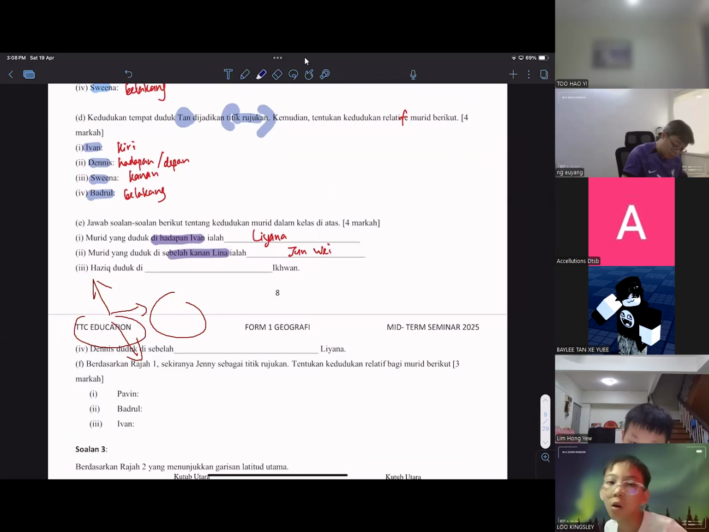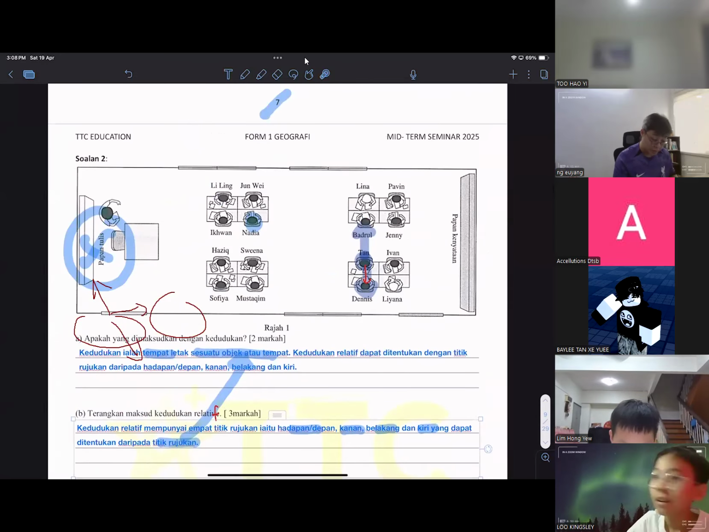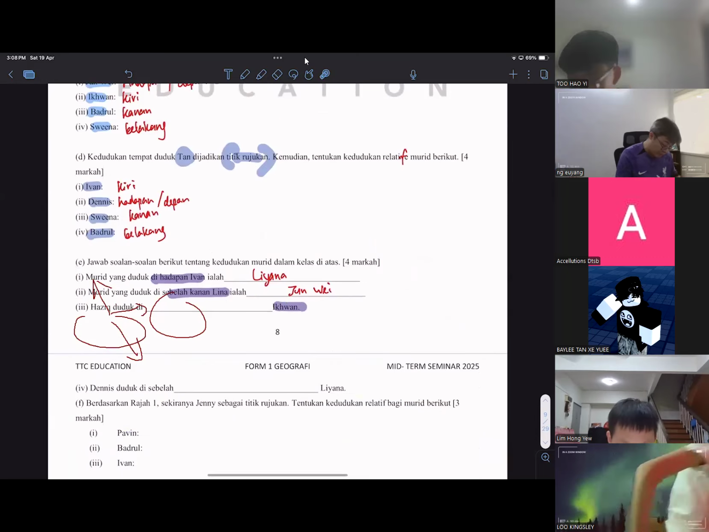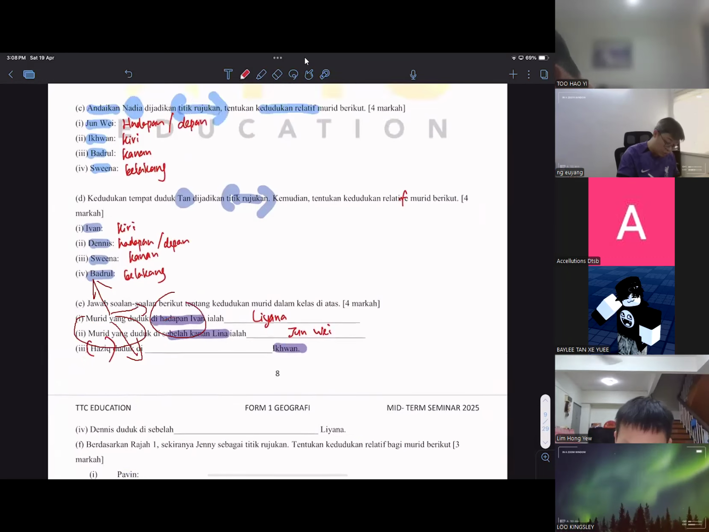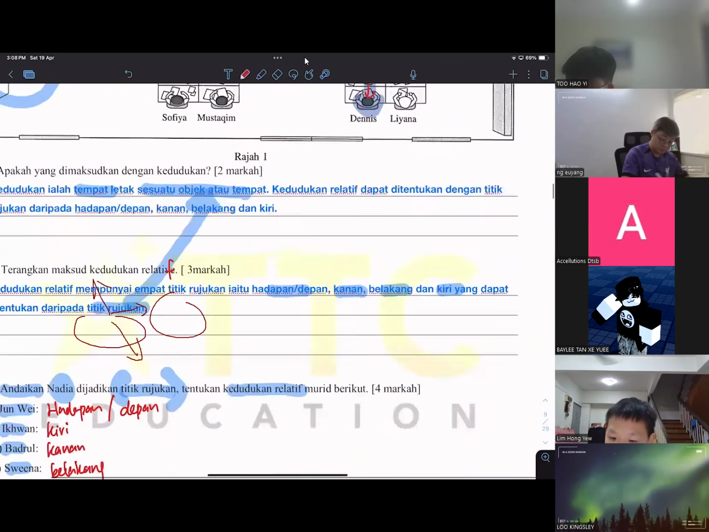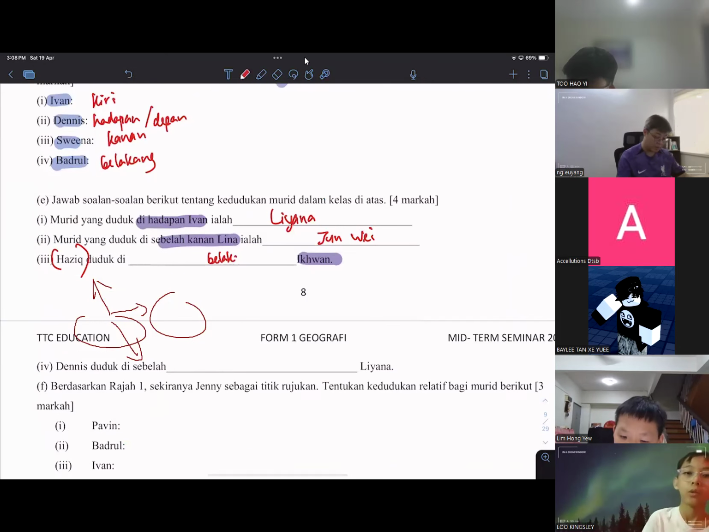Okay, so Haziq duduk di Ikwan. So which side of Ikwan? So Ikwan will be the titik rujukan, right? So Ikwan is here. The question is asking for Haziq. So Ikwan is facing the Liana, which means Haziq duduk di belakang Ikwan. So this is belakang Ikwan.